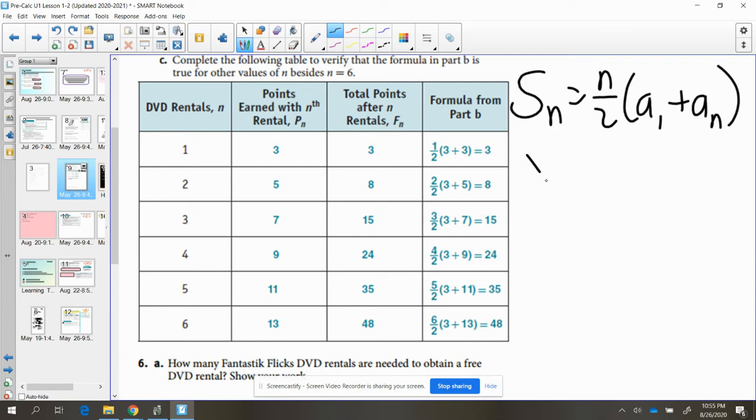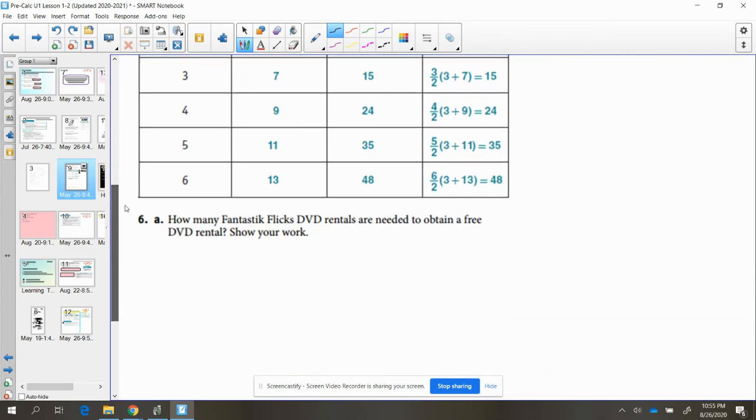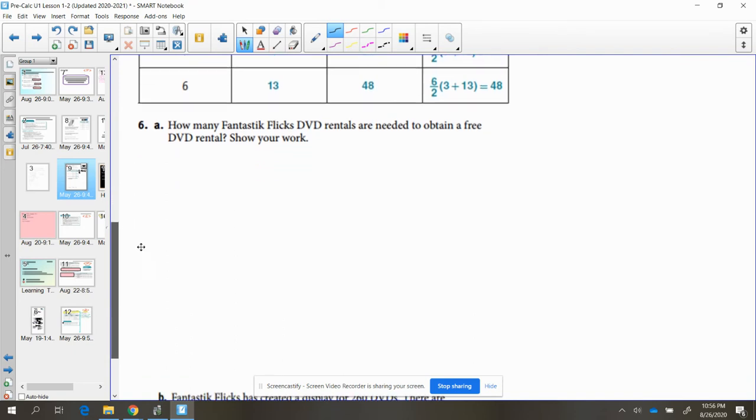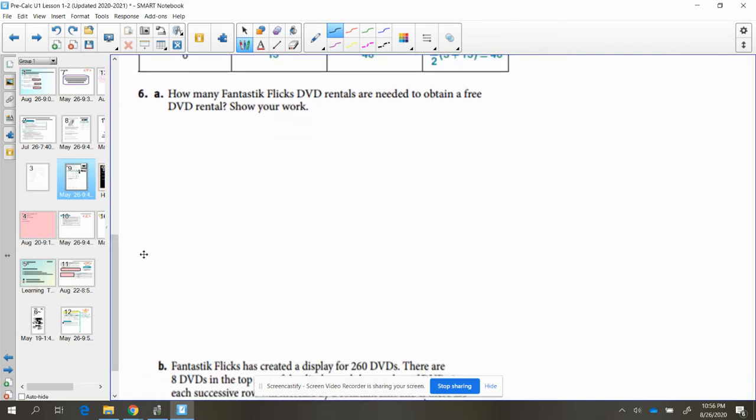Now, this formula is really, really handy. Why? Because it can help us solve for some things. So, for instance, if we go back to this, we want to know how many DVD rentals it's going to take us to get a freebie from our Fantastic Flicks. Now, back from last lesson, we are going to get a free DVD after we obtain 100 points. But how many rentals is it going to take to get that summation of 100 points, right? We have no idea, right? Because we don't want to have to spend time adding all those together.